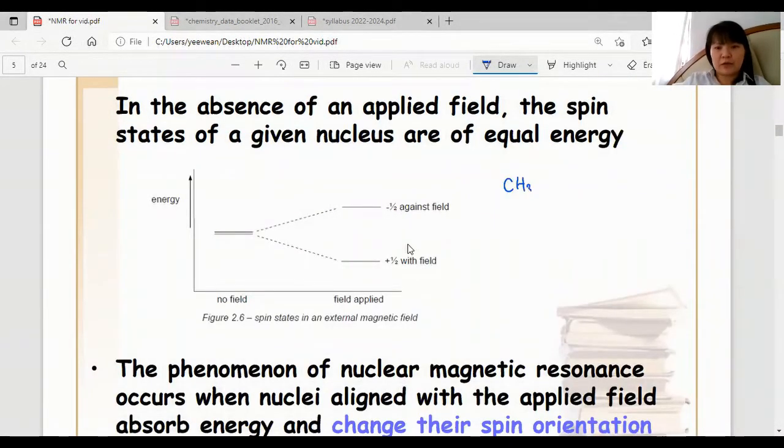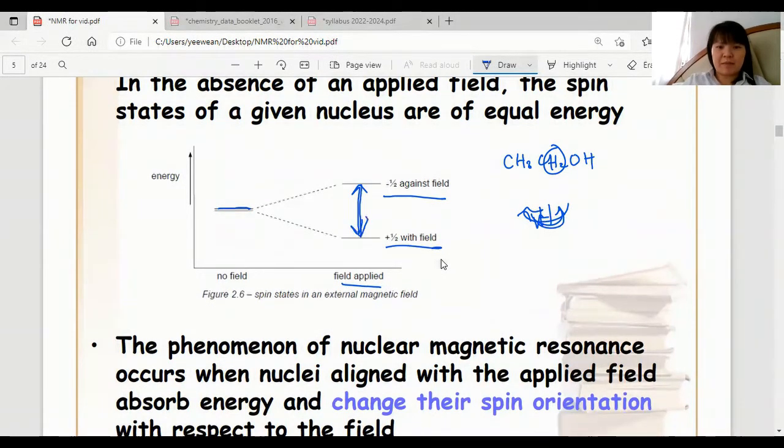Before putting it into the NMR instrument, let's take one of these protons. When it spins this way or this way, it's the same energy level. There's no field at that point. But when you put it into the instrument, which also has its magnetic field, there is one direction that is aligned with that field and the other direction aligns against that field. So we have an energy difference here.